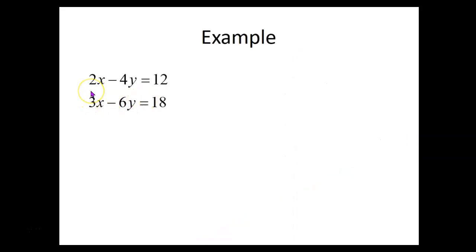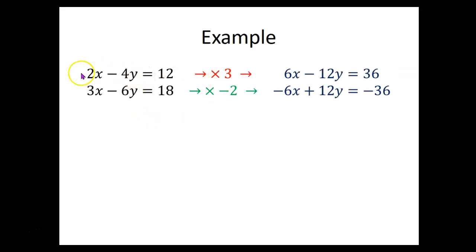And here's a slightly different example. Here the two equations are 2x minus 4y equals 12 and 3x minus 6y equals 18. Again, I'm going to multiply the top equation by 3 and multiply the bottom equation by negative 2. And now when I add the equations together, I get 0 equals 0. The numbers on the right side this time add up to 0, and so I get 0 equals 0, which is true. That's an identity. That's true no matter what.